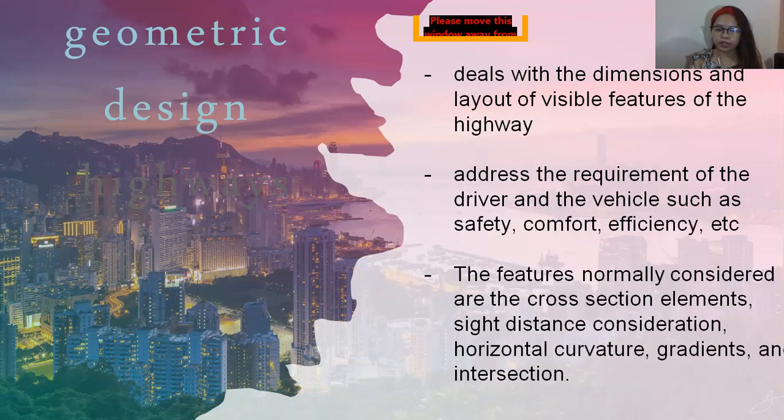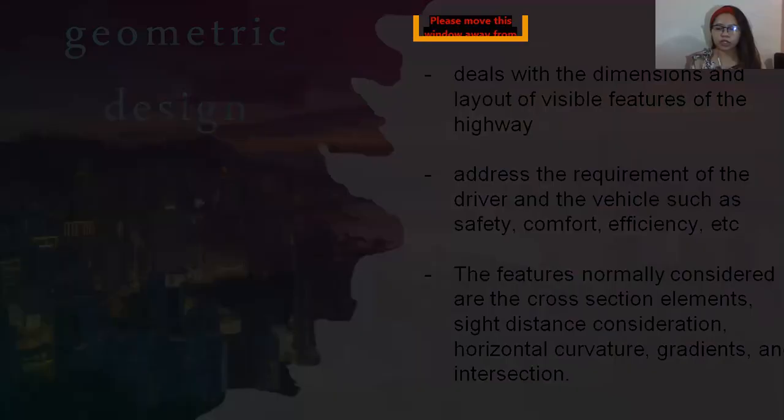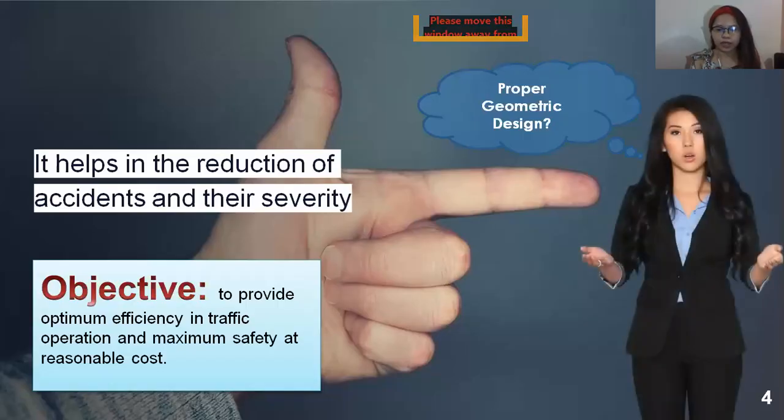Proper geometric design will help in the reduction of accidents and their severity. Therefore, the objective of geometric design is to provide optimum efficiency in traffic operation and maximum safety at reasonable cost. The planning cannot be done stage-wise, in this case like that of a pavement, but has to be done well in advance.